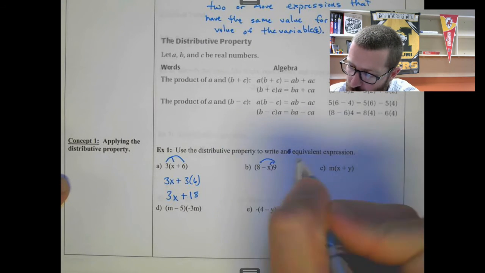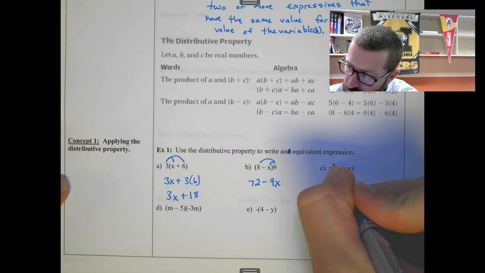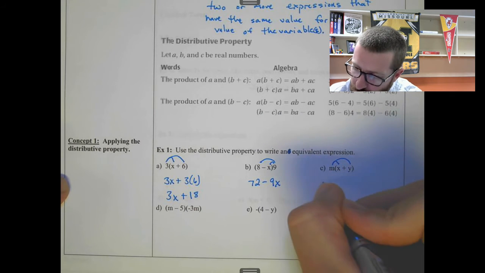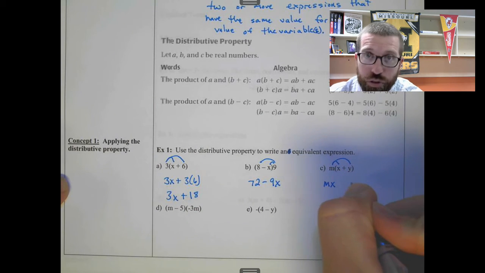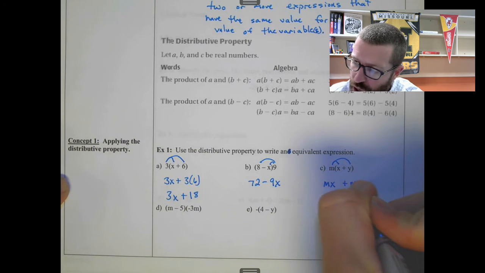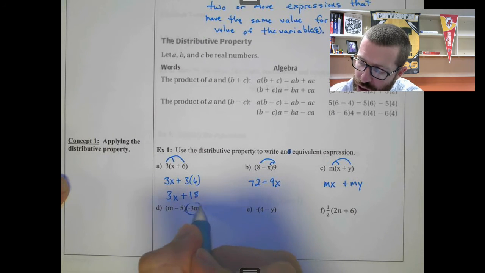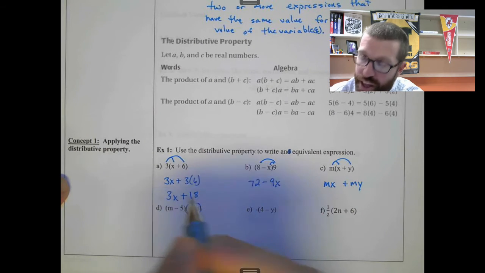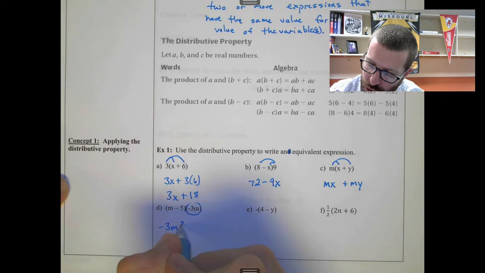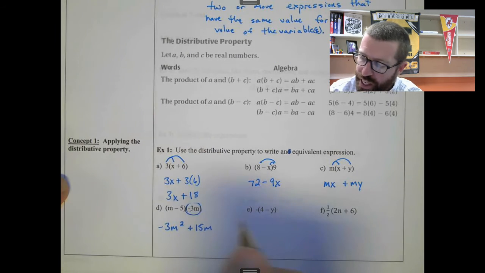Here we can distribute and watch the signs. You get 72 minus 9x. Here, if they're variables, if they're not the same, they just go next to each other. Typically, you write the first, or the letter that comes first in the alphabet first. So mx plus my. Here, watch your sign. -3 and m times m is m squared. So -3m squared, and then plus 15m, because we have a negative times a negative makes a positive.